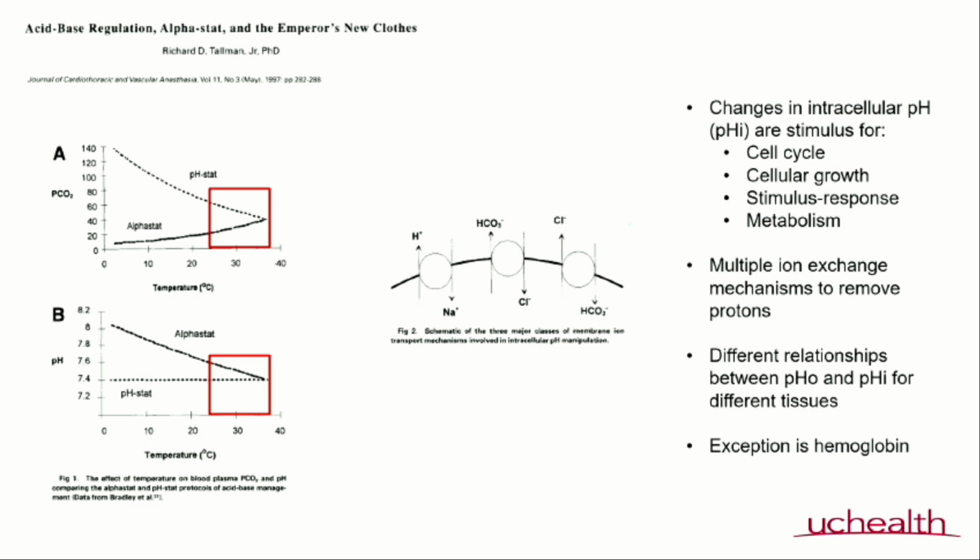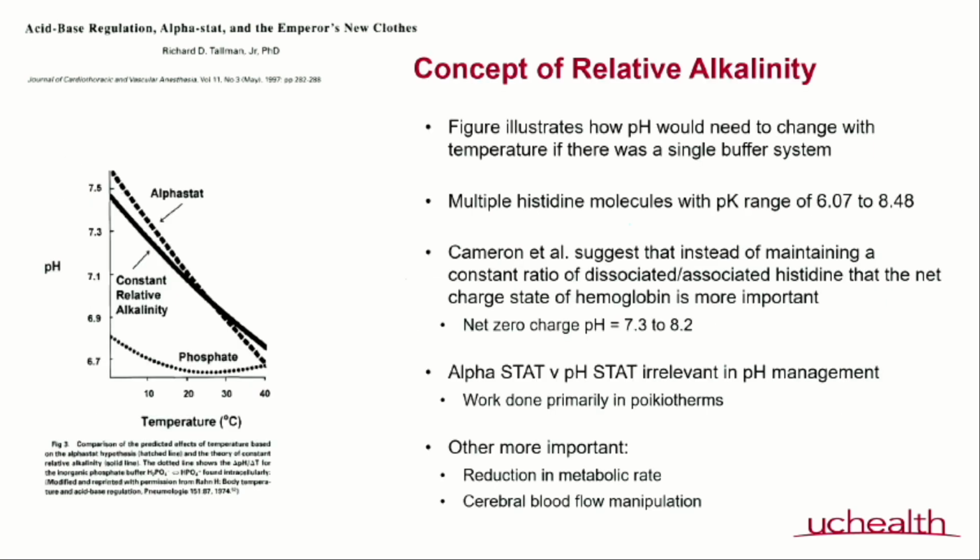But Richard is also an excellent physiologist and biomedical engineer. And Richard disrupted this alpha stat theory by saying that there are multiple mechanisms for controlling the pH in tissue, and that the extracellular pH has really little to do with the intracellular pH, because there are multiple mechanisms for ion exchange across this tissue.